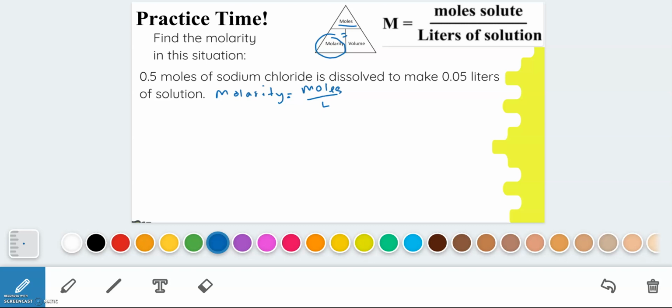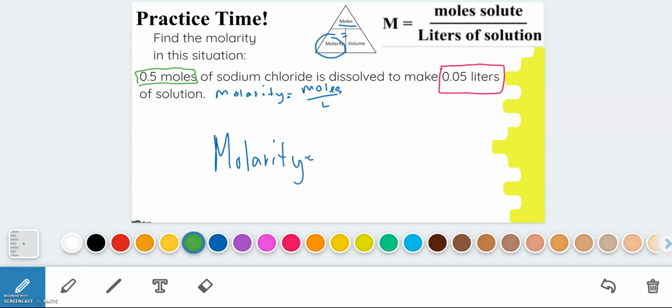So first we want to identify our moles and liters in our problem. So 0.5 moles, I'm going to box that number in unit, of sodium chloride is dissolved to make 0.05 liters of solution. So molarity is equal to our moles on top, over liters, so we put our liters on the bottom.